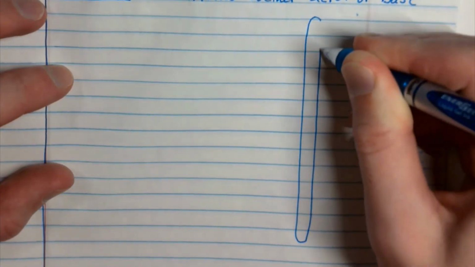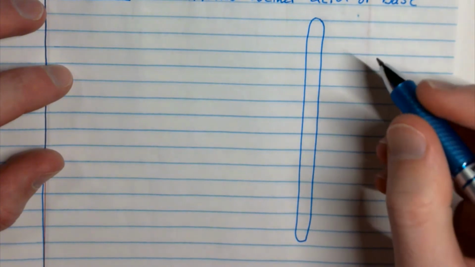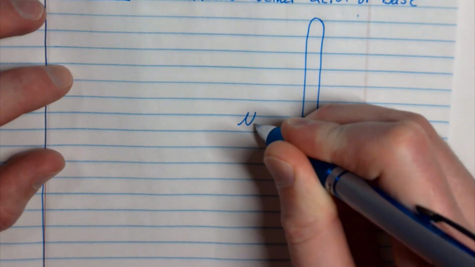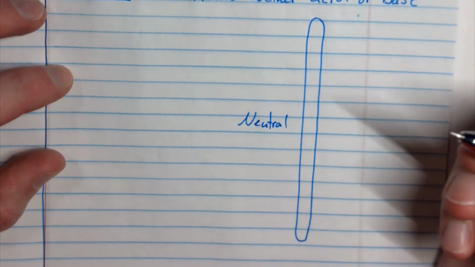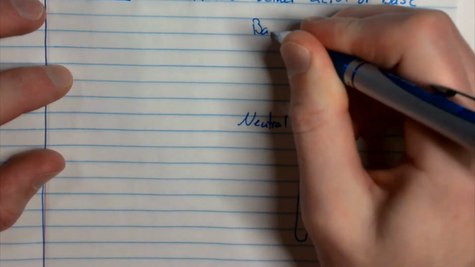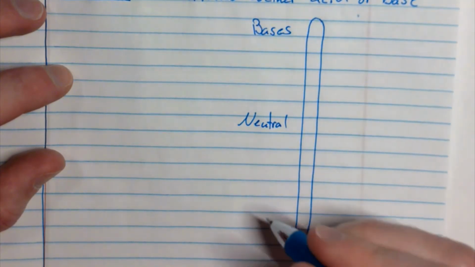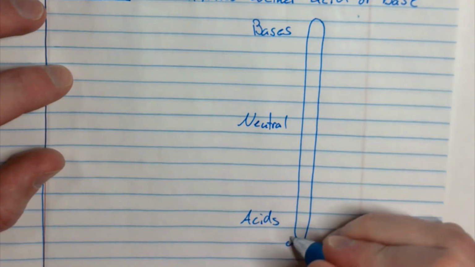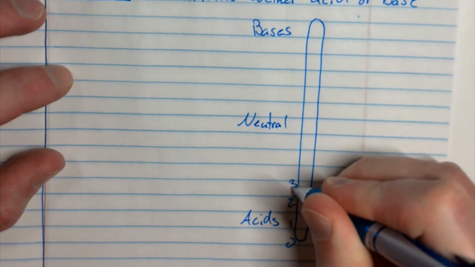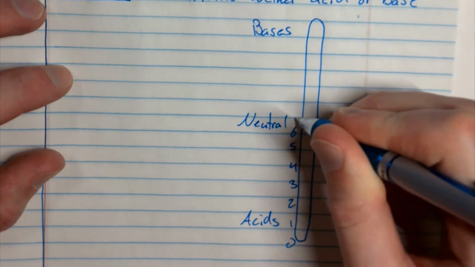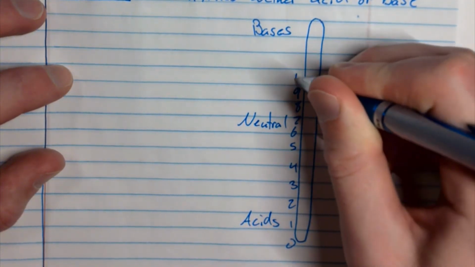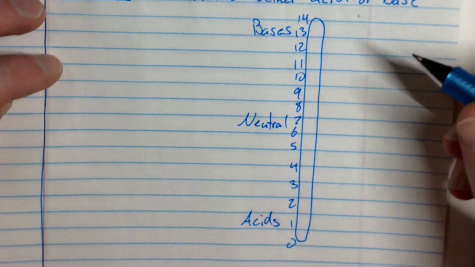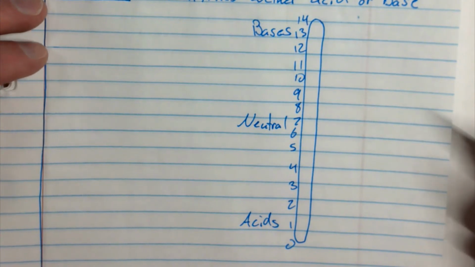So let's draw. I'm just going to leave a little bit of space at the bottom for our last vocab word. But we have something in the neutral, so that's in the middle. And then we have bases up top, and then acids at the bottom. So down here we have 0, and then 1, 2, 3, 4, 5, 6, 7, 8, 9, 10, 11, 12, 13, and 14. So 0 to 14. And then I'm just going to put a couple examples.